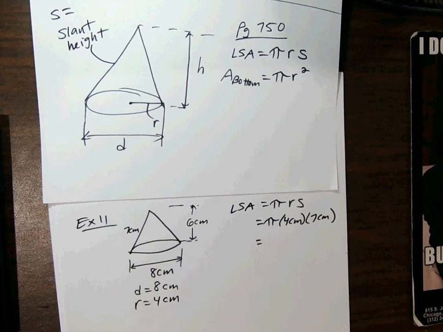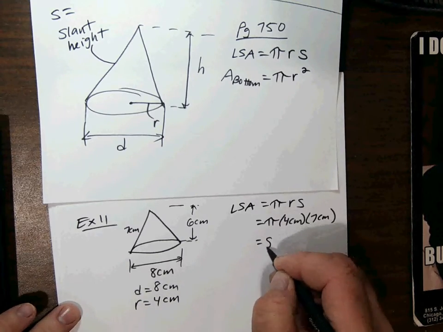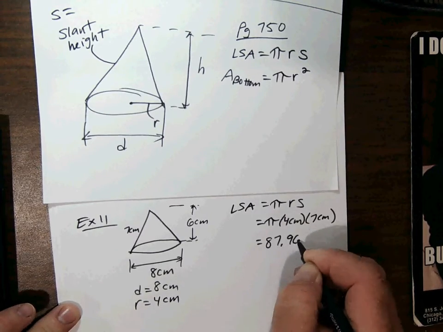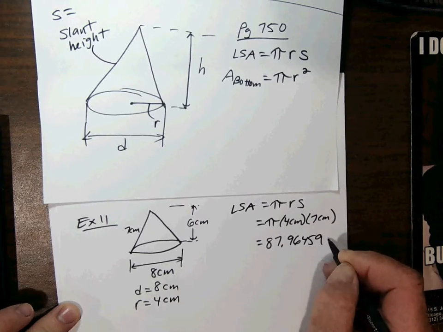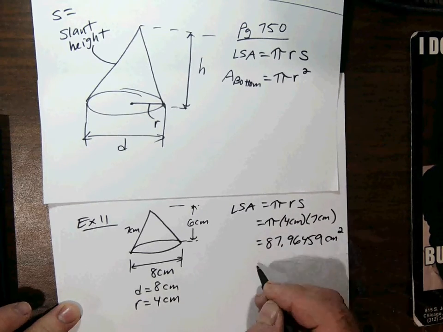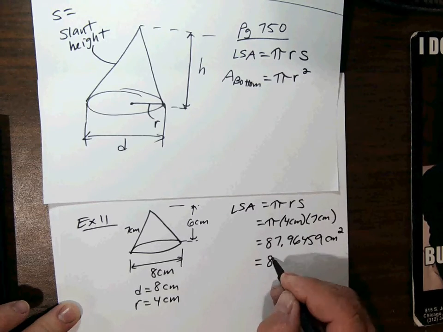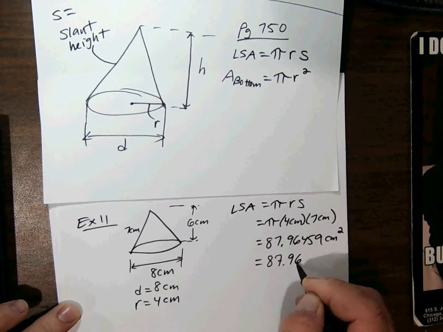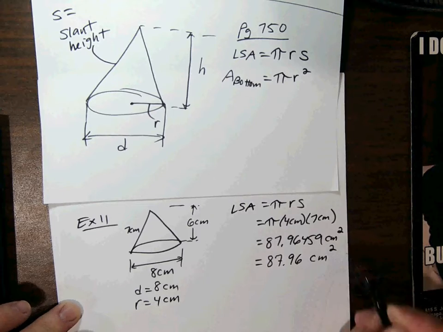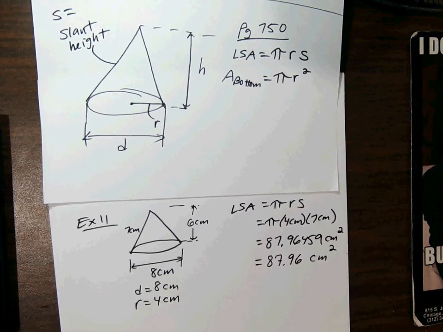And we were asked to round to the nearest, what were we asked to round to? Hundredths. So when I did this, I got 87.96459 square centimeters, but if we round to the nearest hundredth, that'll be where that 6 is, it'll be 87.96 square centimeters. Okay? Lateral surface area.